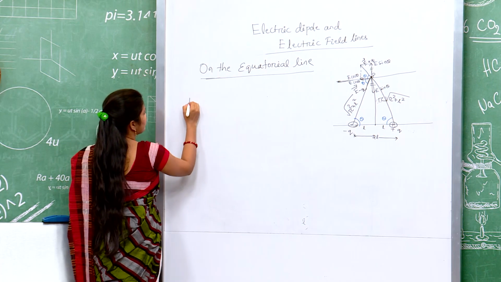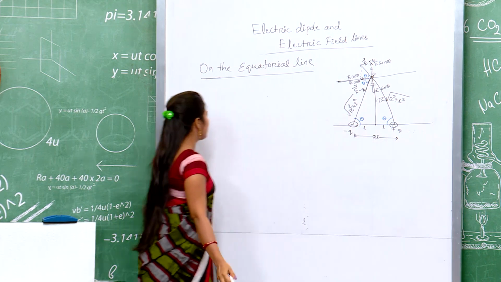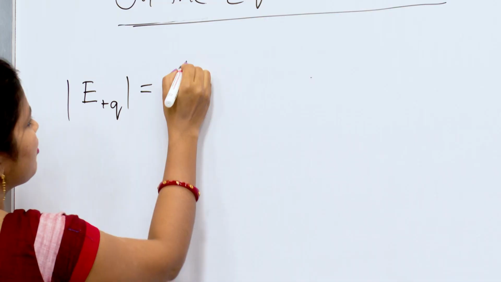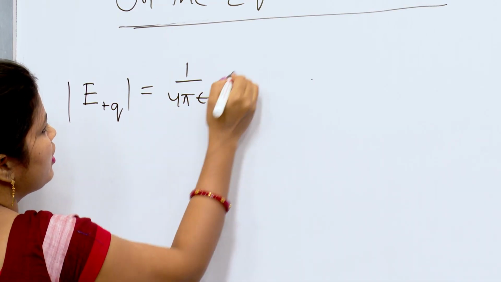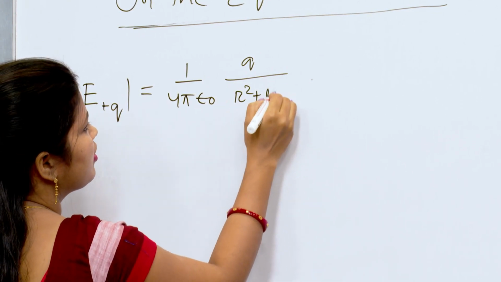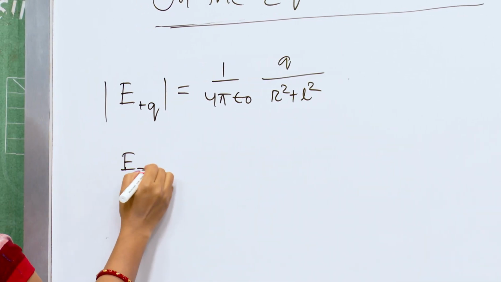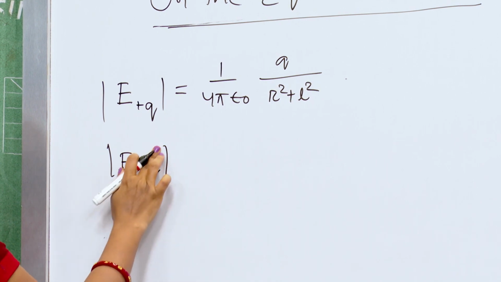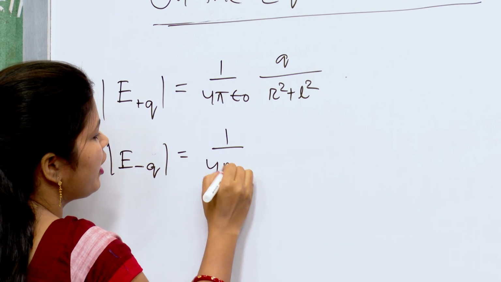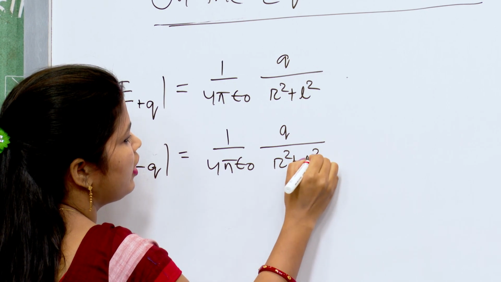So, see the mathematical steps. The magnitude of electric field intensity at point P due to plus q charge is equal to 1 upon 4 pi epsilon naught, q by r square plus L square, and the magnitude of electric field intensity at point P due to minus q charge is 1 upon 4 pi epsilon naught, q by r square plus L square.